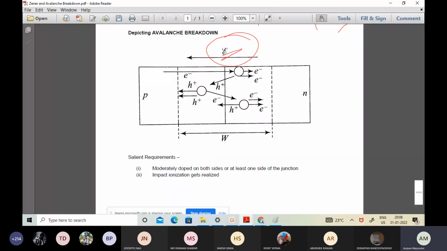Those secondary electron hole pairs, EHP, are going to... Hello, sir. Yes? So my 90% data was used. You can leave, not an issue.